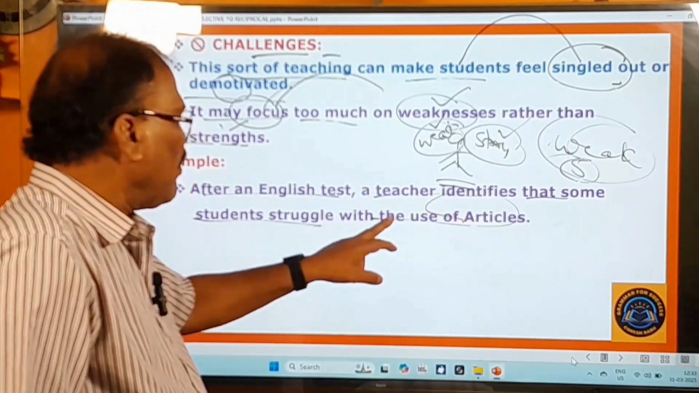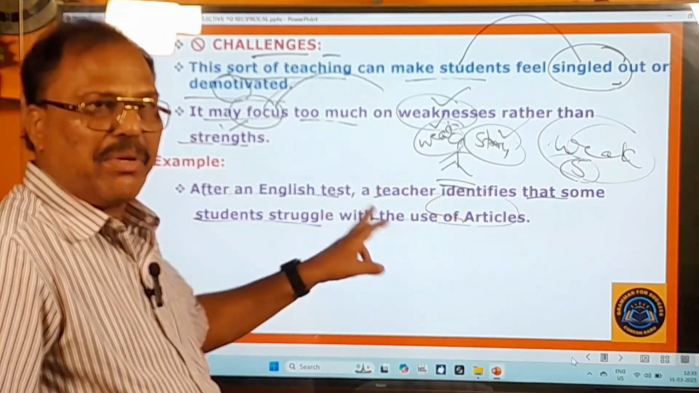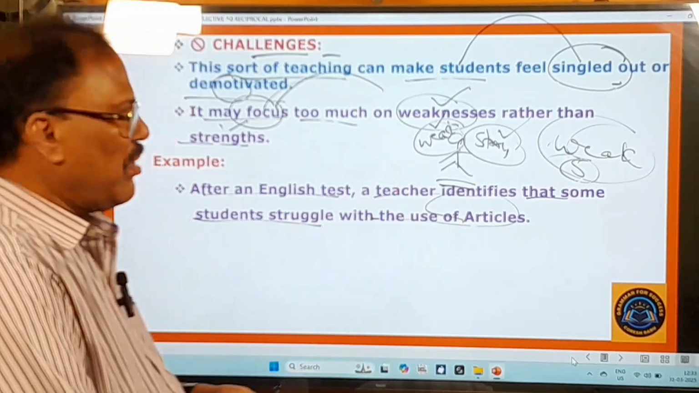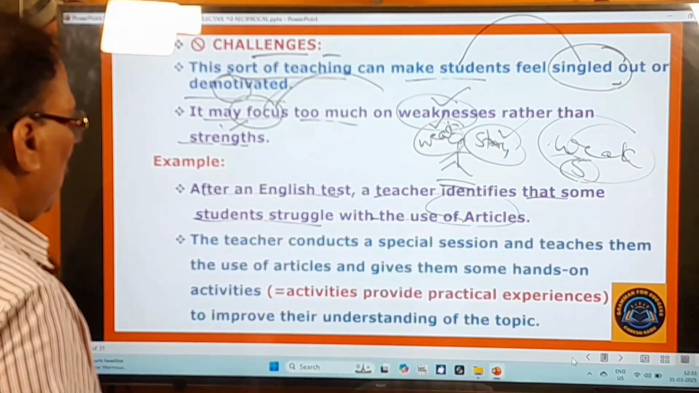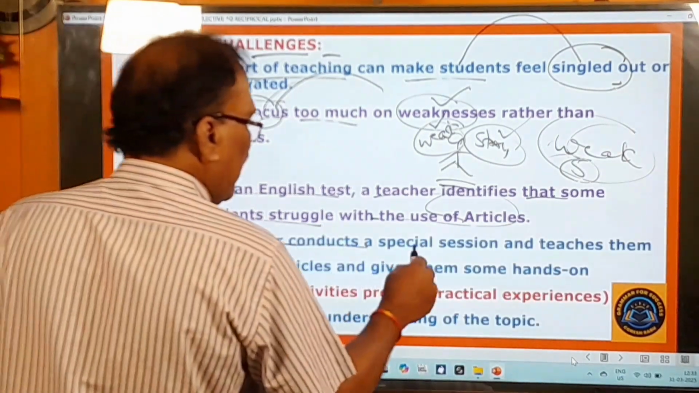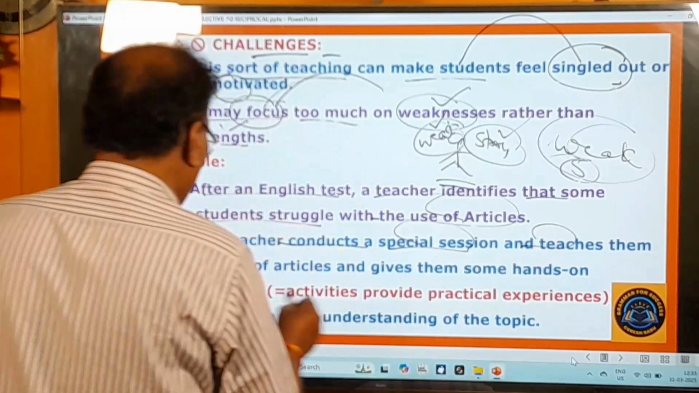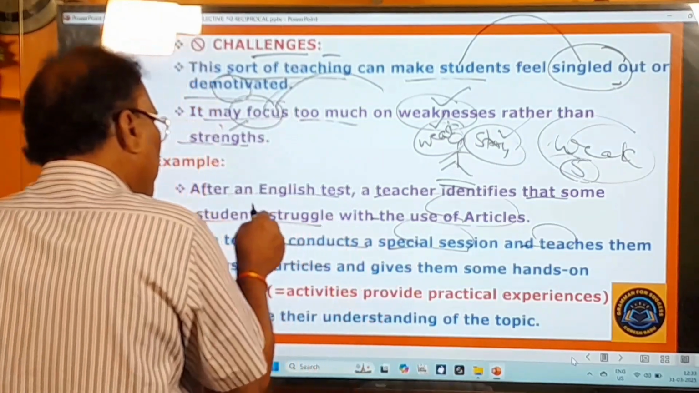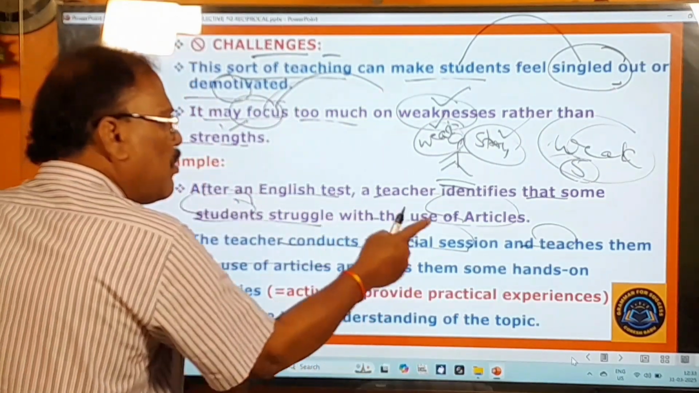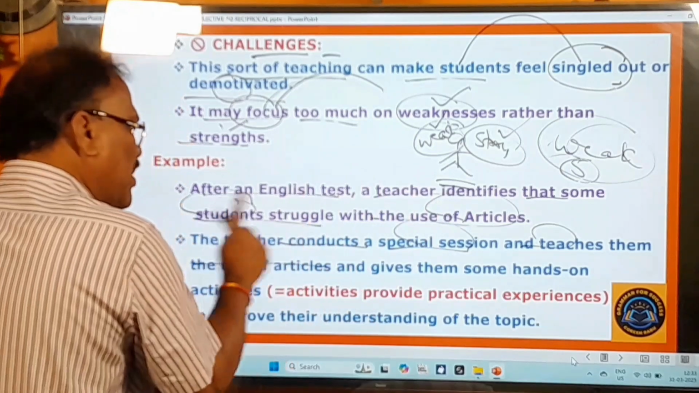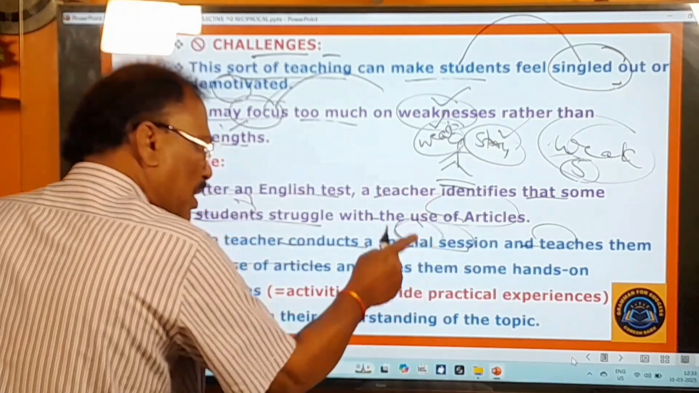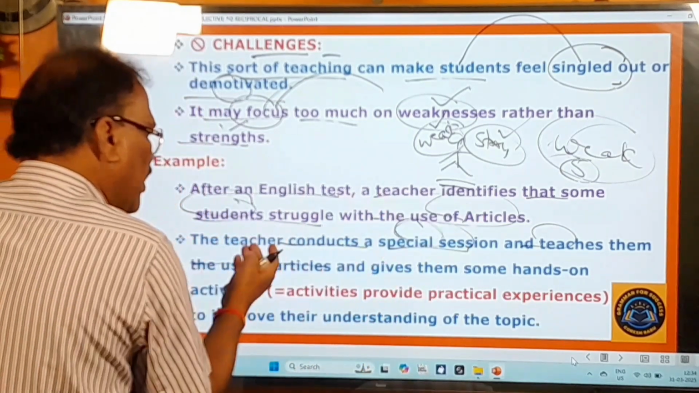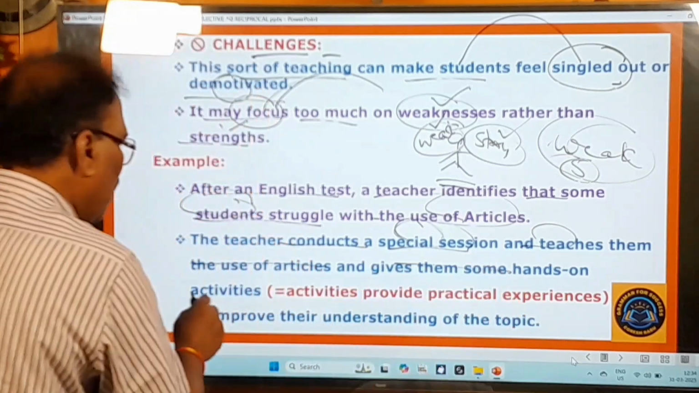They are struggling with the use of articles. They are lagging behind in the use of articles, right? And now what does the teacher do? The teacher conducts a special session and teaches them the use of articles. For these students who are struggling with articles, the teacher holds a special class and teaches the use of the articles and gives them some hands-on activities.